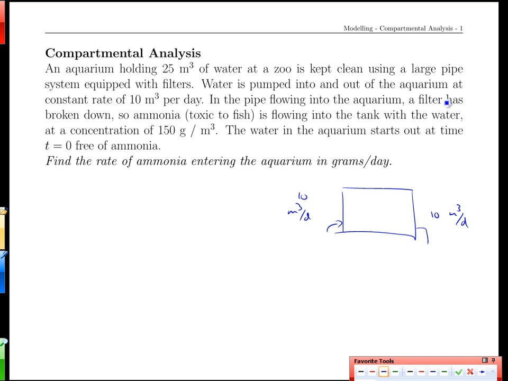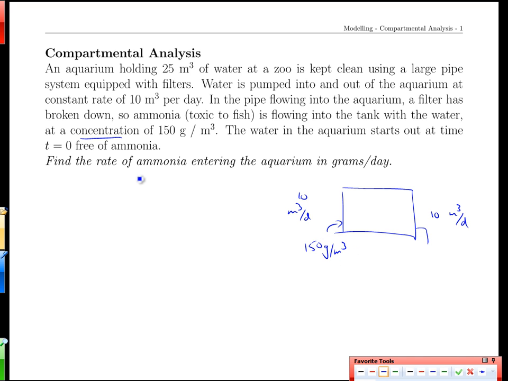So what's happening in this scenario is that the inflow is not as clean as it should be. There is actually ammonia in the inflow water because of a breakdown on this end of things. And the concentration coming in is 150 grams per cubic meter. At time zero, this water is currently free of ammonia, so it's clean, but we're going to be adding more and more polluted water to it, while some of it is going to escape. Some of the water is going to escape and it's going to carry some of the ammonia with it.